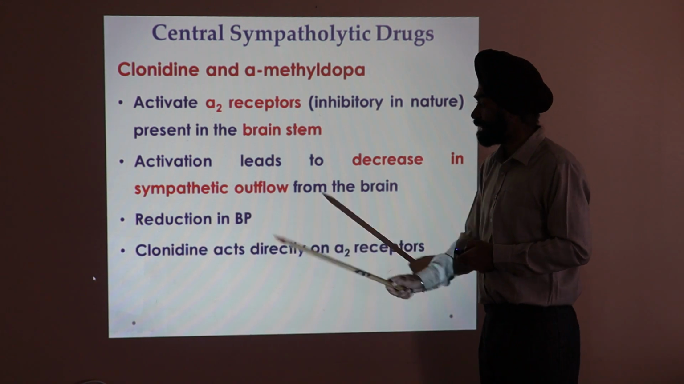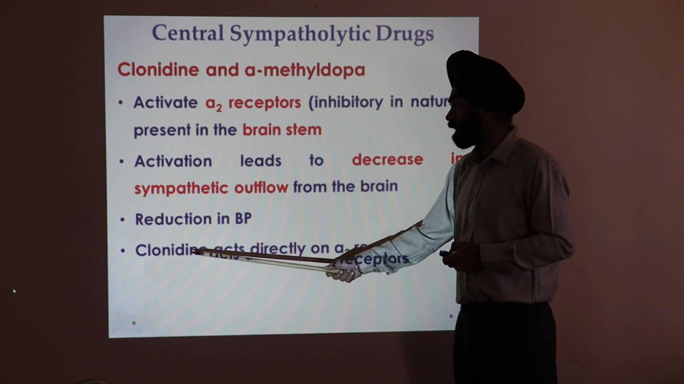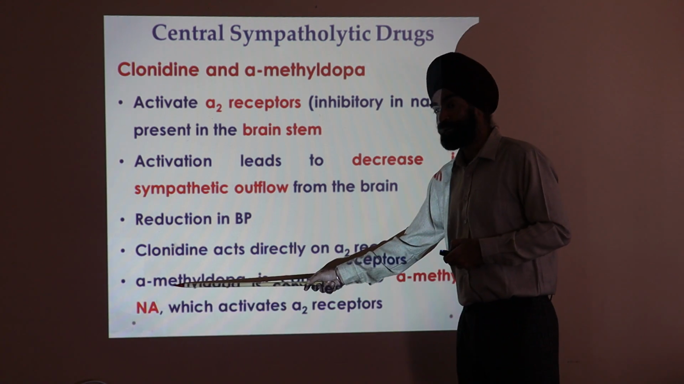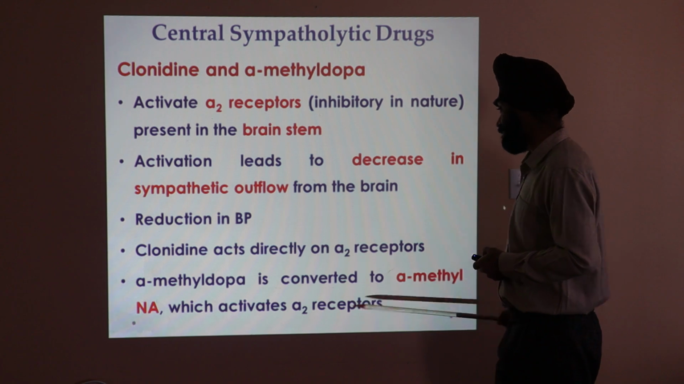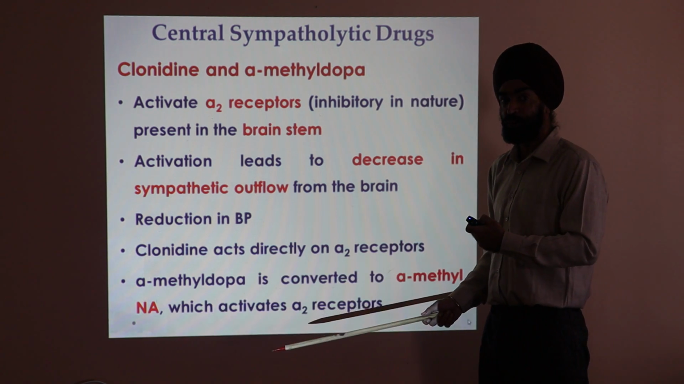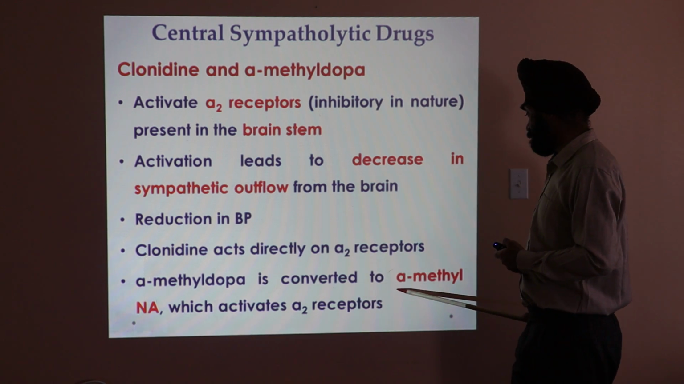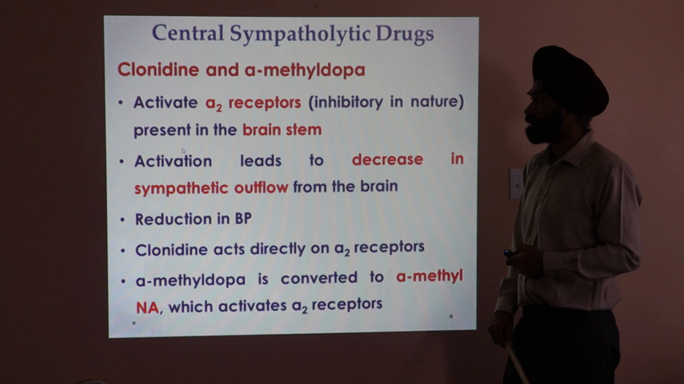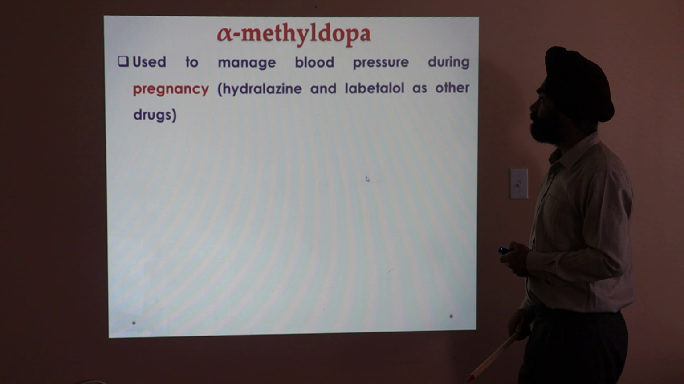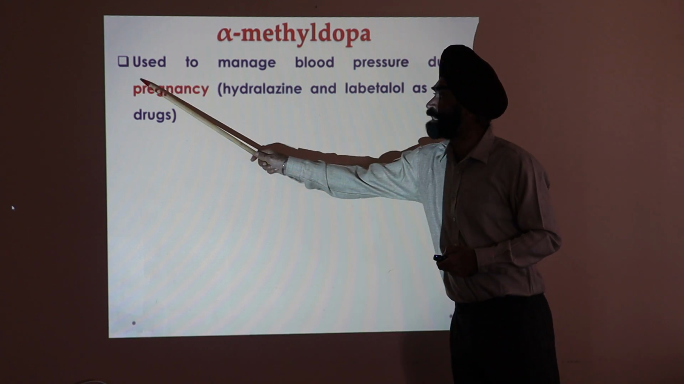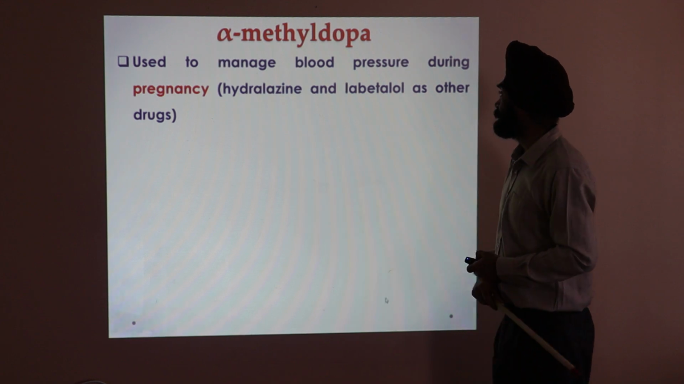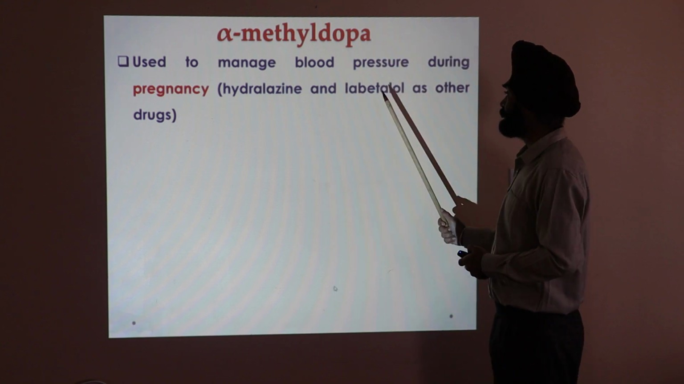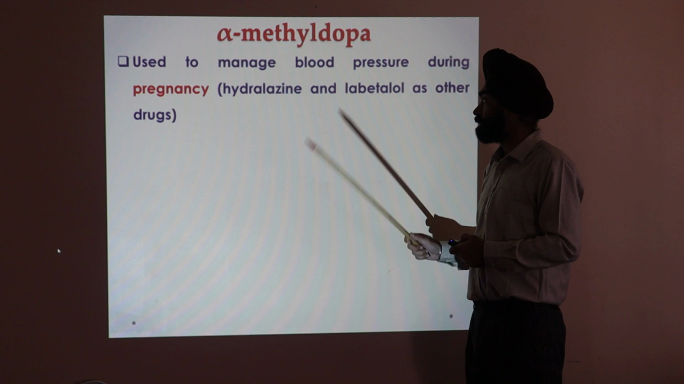If you discuss clonidine, it directly activates the alpha-2 receptor. It is an imidazoline derivative, if you discuss the chemistry. But alpha-methyl-dopa is actually converted into alpha-methyl norepinephrine, like dopa is converted to norepinephrine. This alpha-methyl norepinephrine now acts on the alpha-2 receptors. Alpha-methyl-dopa is used to maintain the blood pressure in pregnancy. Other drugs, as I discussed previously, hydralazine can be used. One more drug can be given, labetalol, which I discussed in the previous lecture also.